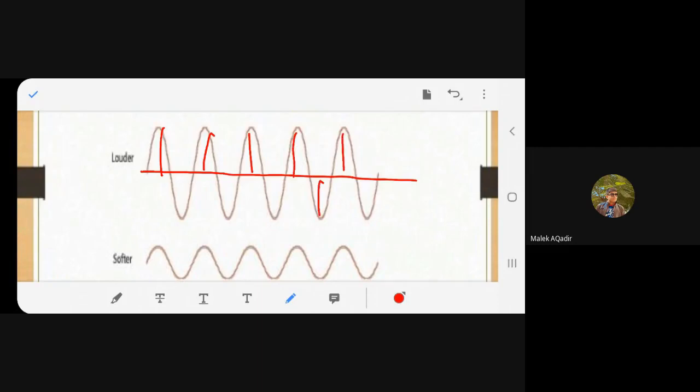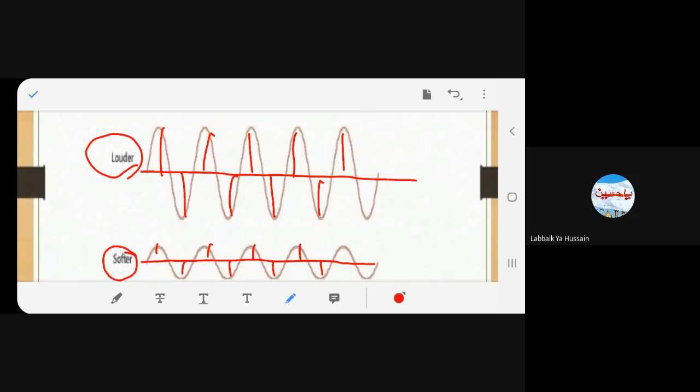The distance between the mean and the crest or the trough. Yes or no? Yes. Okay. And if I take this one, the amplitude is only this much. What do you say? So this is a louder sound because the amplitude is bigger. This is a softer sound because the amplitude is smaller. Any problem?